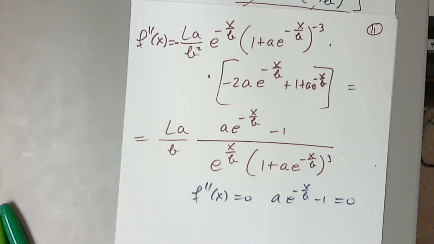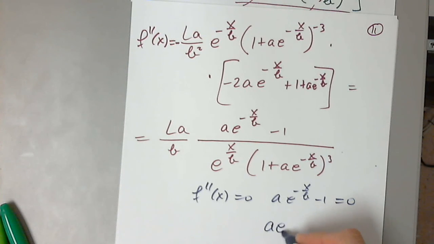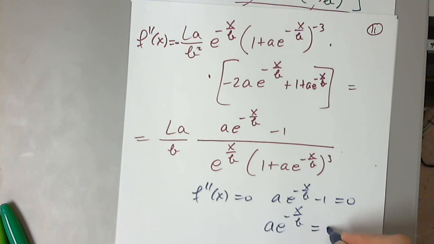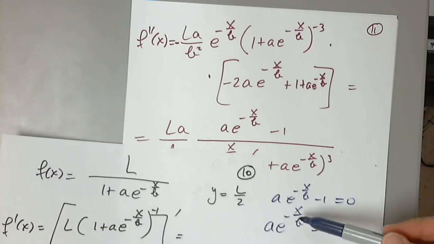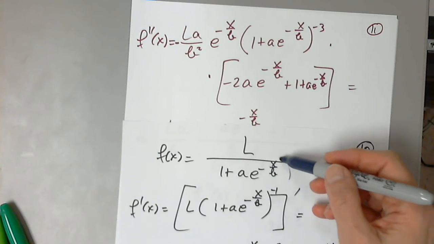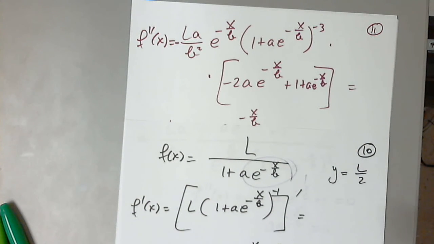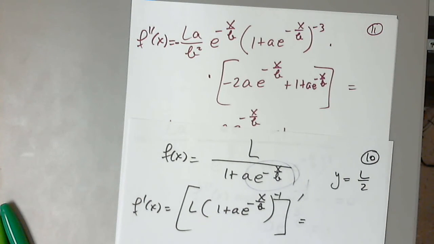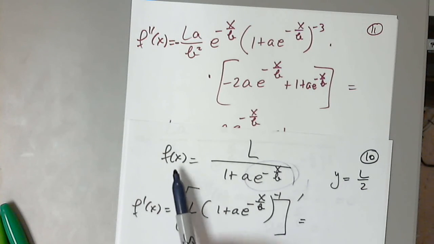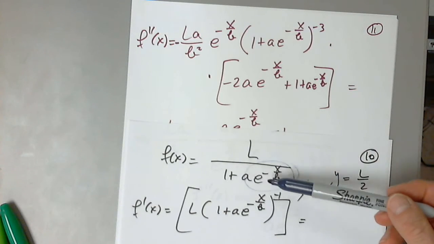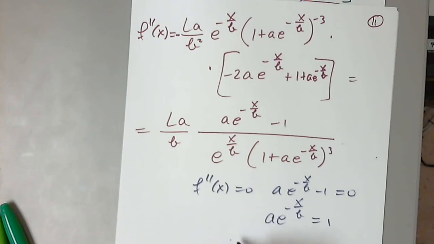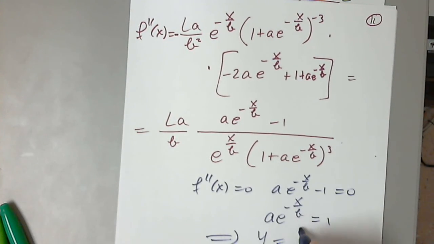From here, would you agree if I write a e to negative x over b equals 1? Would you agree with that? Okay, so then a e to negative x over b is 1, means this is 1. So the second derivative is 0 when the function is L over 2. So that means y equals L over 2.